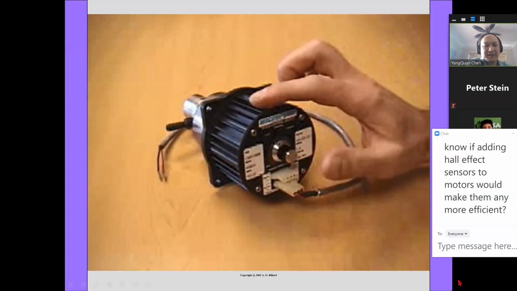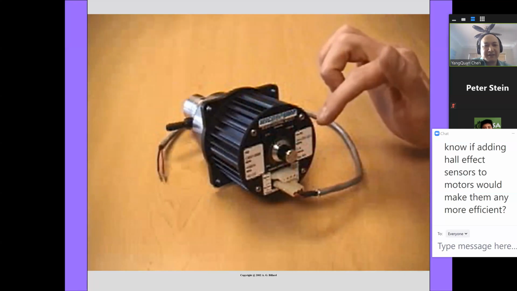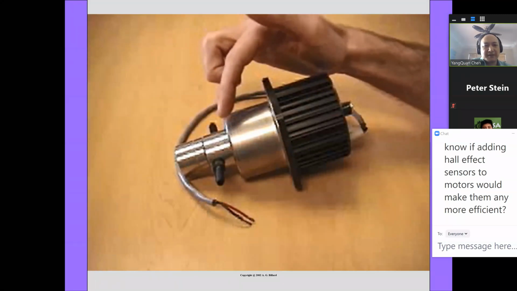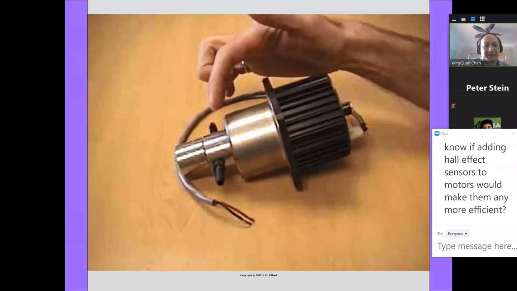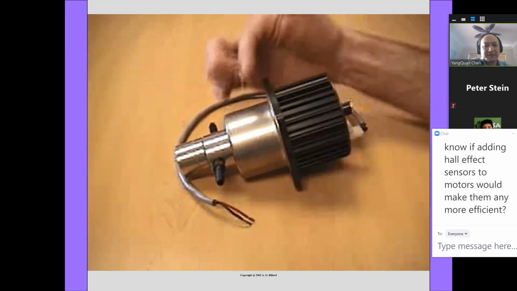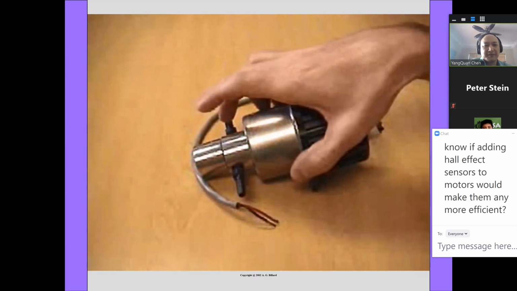This unit generates rotating magnetic fields in fixed stator coils. The stator fields magnetically couple to a rotor which is attached to the gear pump. The rotor is sealed from the stator. The only connection is the magnetic coupling. The pump has an inlet and an outlet.